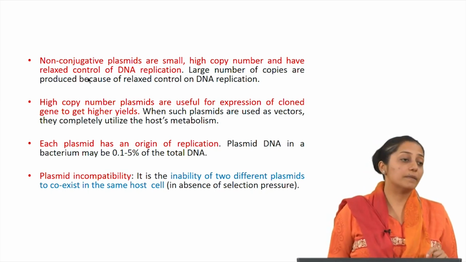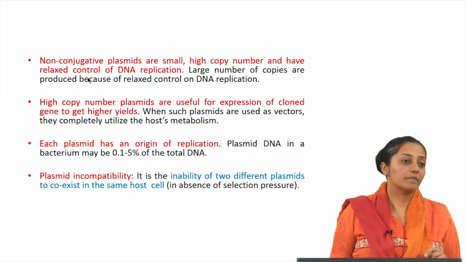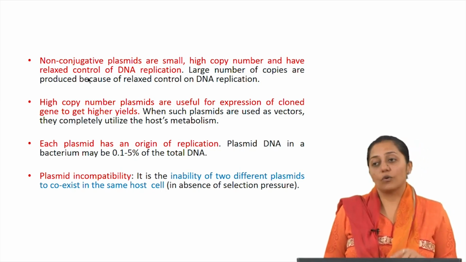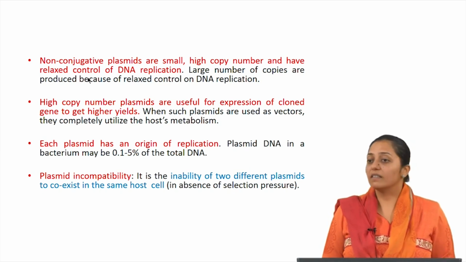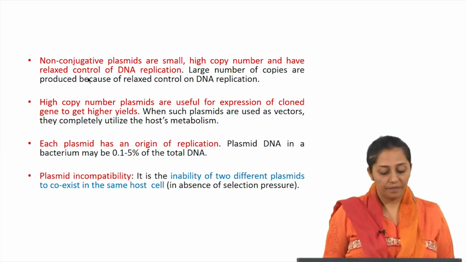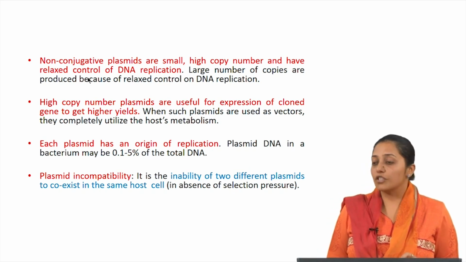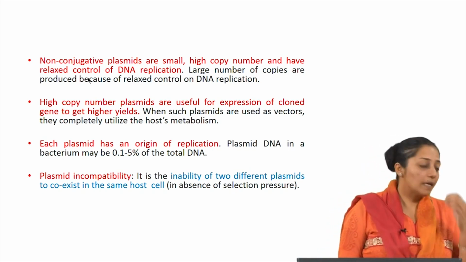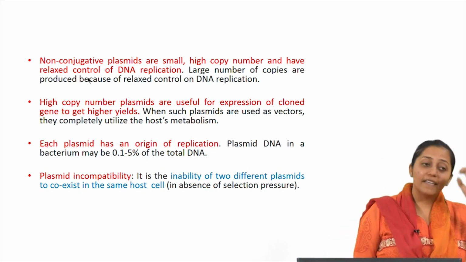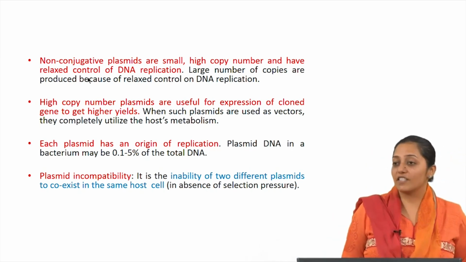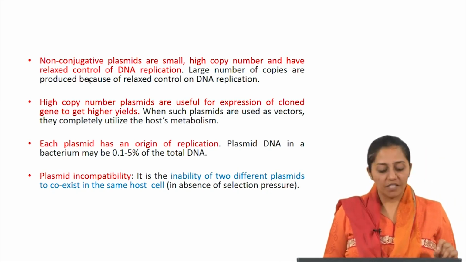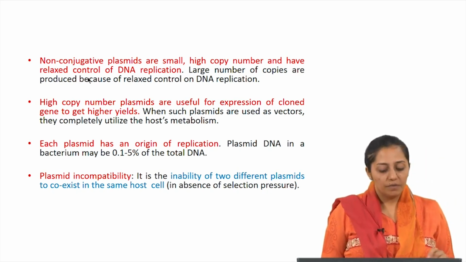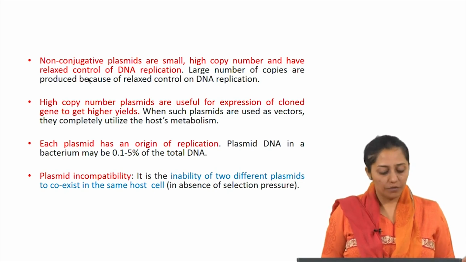So, what is the demerit? They will utilize the host metabolism if they are expressed in an organism. Each plasmid has an origin of replication. Can you make out why we say it is a metabolic burden, then, with any kind of transgene integration? Plasmid DNA in bacteria may be 0.1 to 5% of the total DNA.